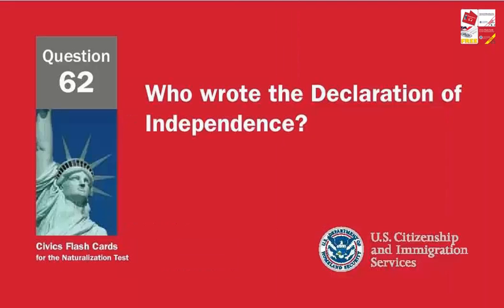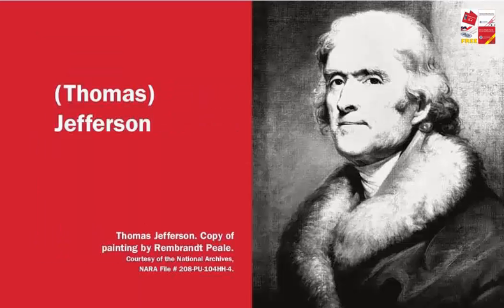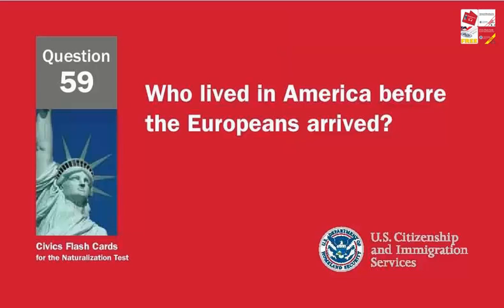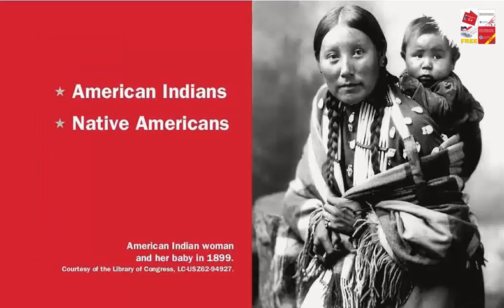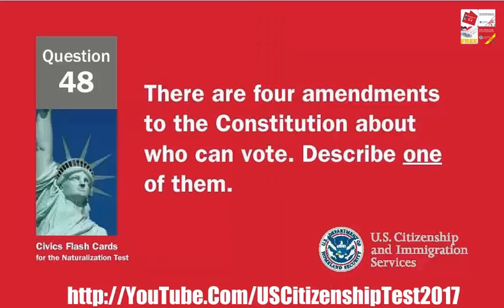Who wrote the Declaration of Independence? Thomas Jefferson. Who lived in America before the Europeans arrived? American Indians. Native Americans. There are 4 amendments to the Constitution about who can vote. Describe one of them.